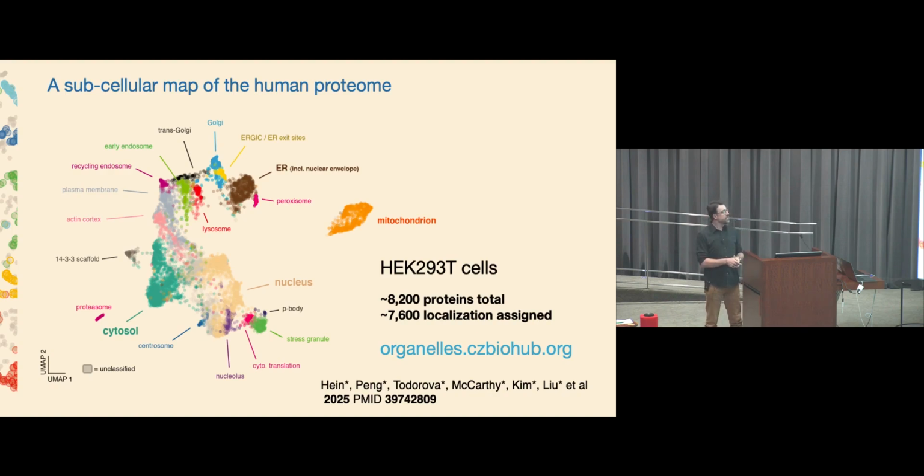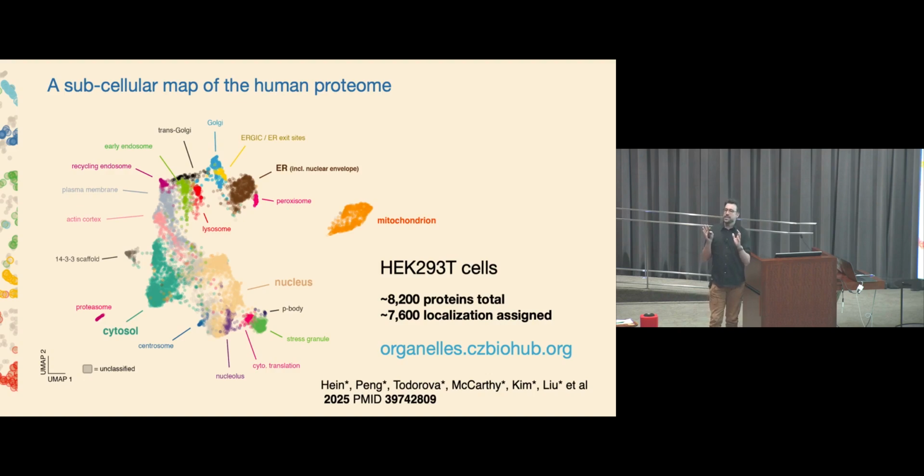All of this was done in a transformed cell line, HEK293T cells, because we needed to start somewhere that was easy to do, but I fully share Jonathan's sentiment. We want to move away from these transformed cell lines, and we're really pushing all of this workflow into iPSC models and especially differentiated cells. We also have a website at organelles.czbiohub.org where you can look at all of our data.